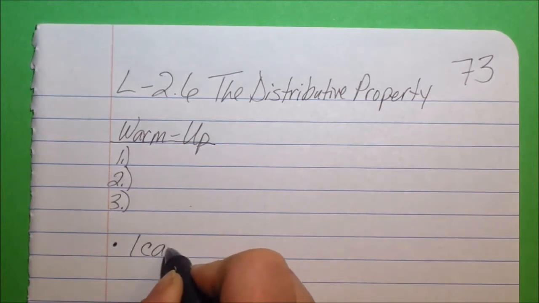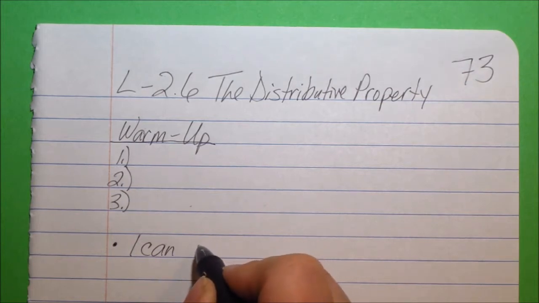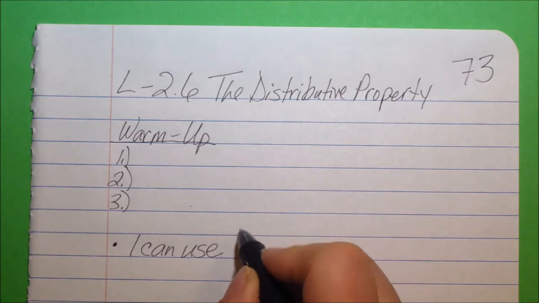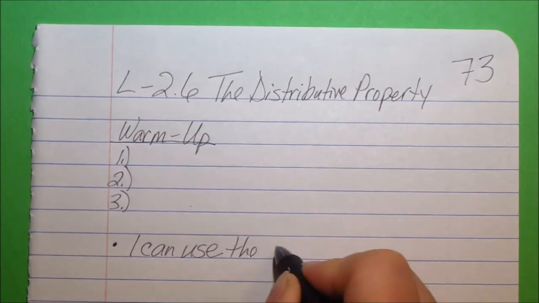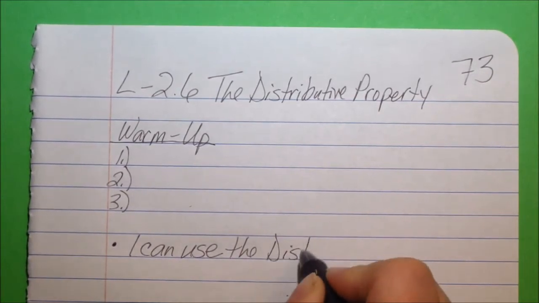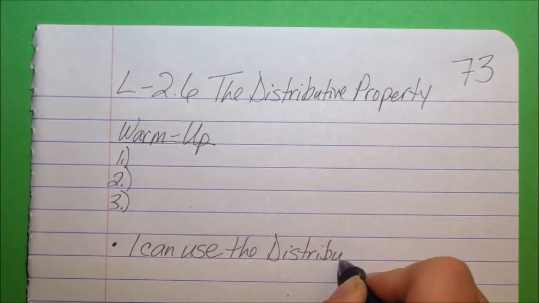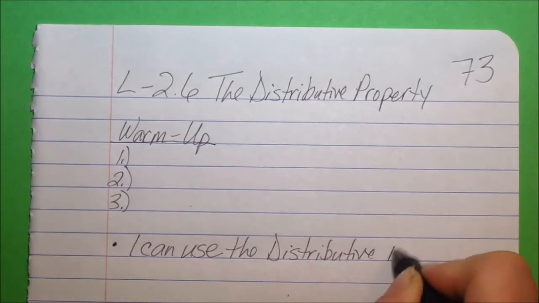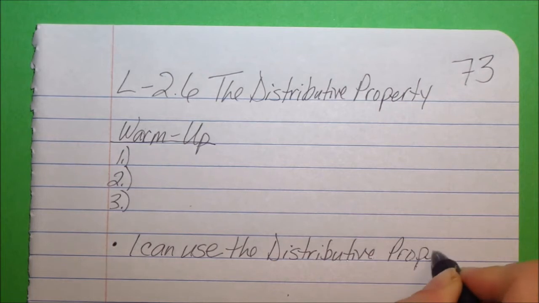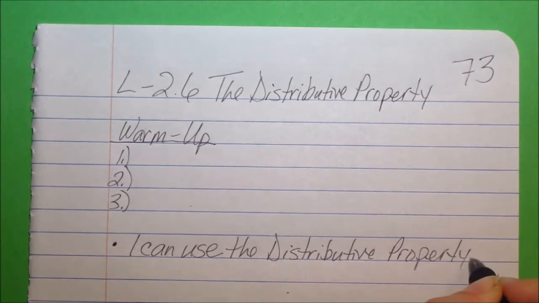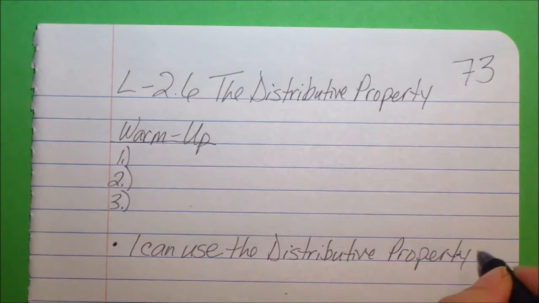And your I can statement is I can use the distributive property. Pretty simple. Property. Yes, property. Okay. I can use the distributive property.